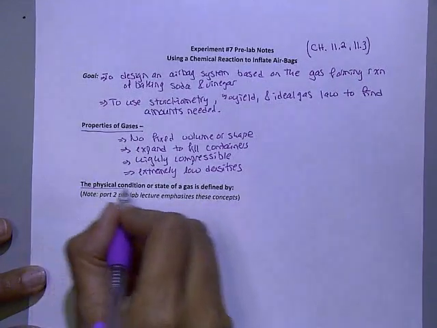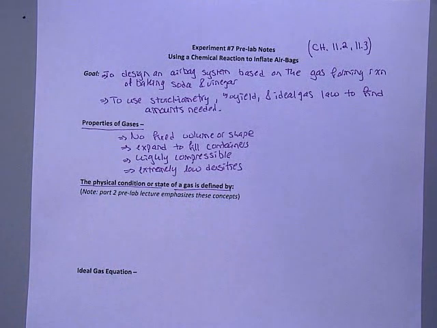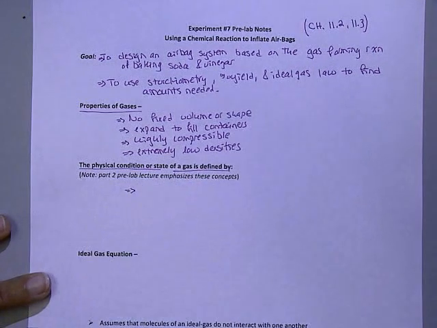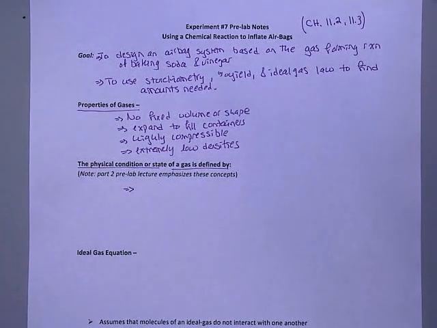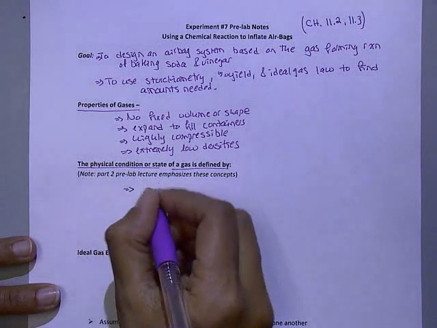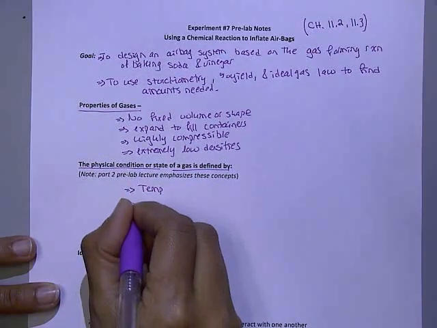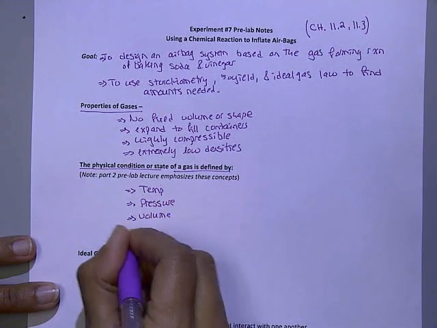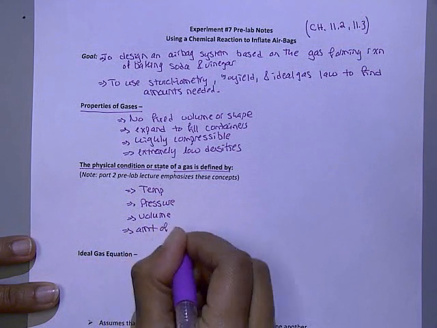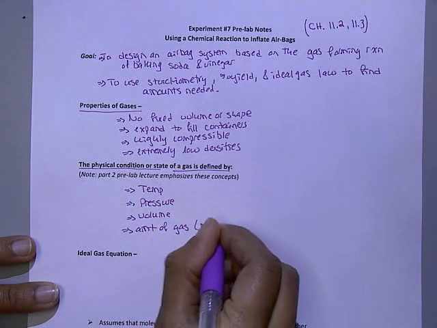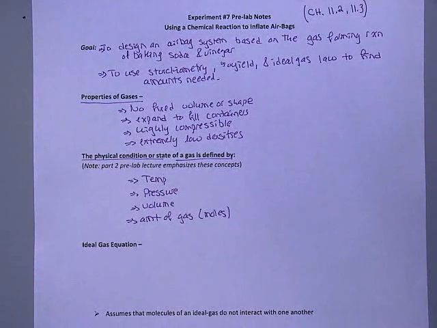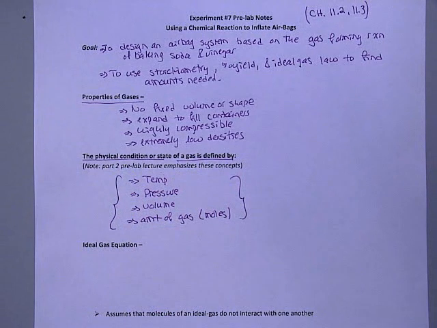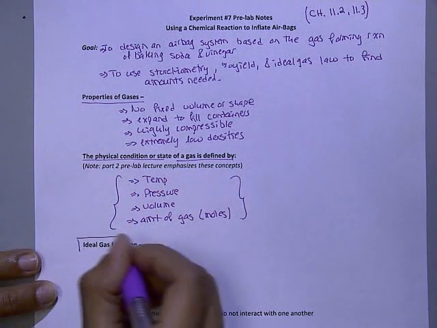The physical condition or the state of a gas is defined by really 4 different concepts, and we have a part 2 for this pre-lab lecture that emphasizes these concepts. But let's just kind of state what a gas is defined by. They're defined by temperature, pressure, volume, and by the amount of gas, and we refer to that as the moles. So how many moles of gas do we have in an equation? Again, we're going to go over this in greater detail in part 2 of our pre-lab lecture video for this week.